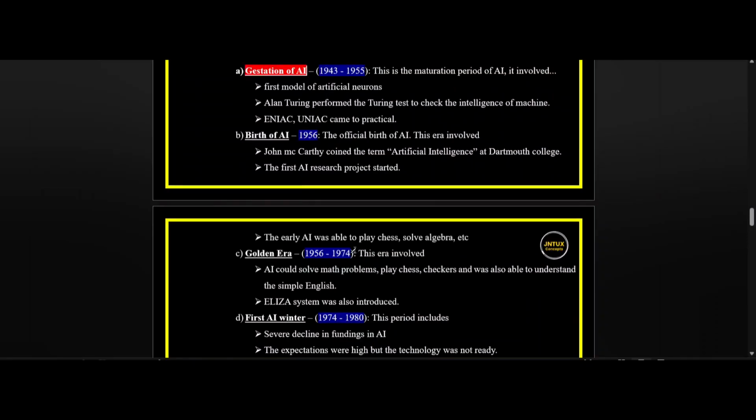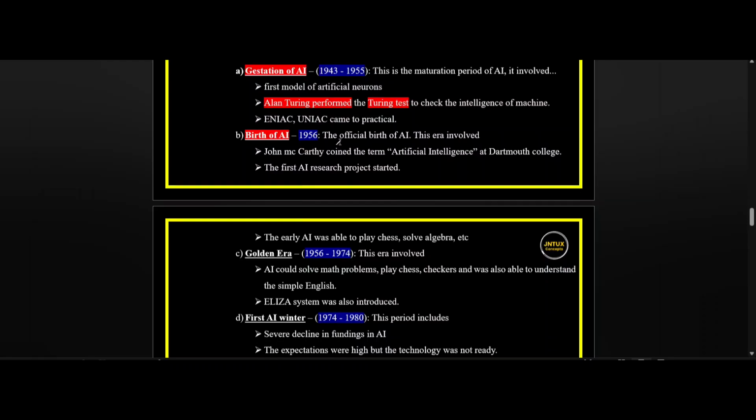The gestation period is also known as the maturation period of AI. This period involved the first model of artificial neurons and the Turing test, performed by Alan Turing to check the intelligence of agents. And different systems like ENIAC and UNIVAC were also introduced and came into practical usage.